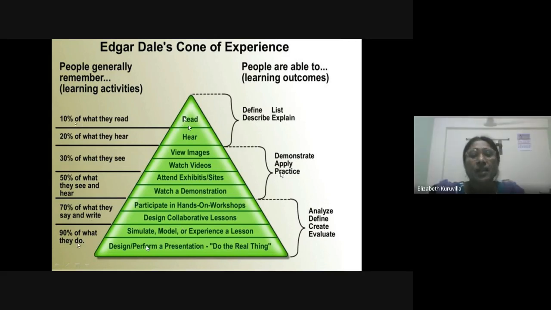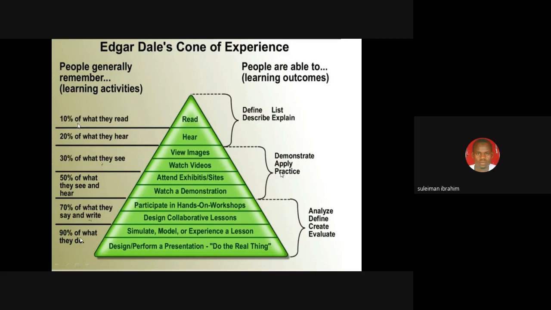Then here, read. 10% of what they read is read. 20% of what they hear is hear. 30% of what they see is view images and watch videos. 50% of what they see and hear is attend an exhibit and site, and watch a demonstration. 70% of what they say and write is participate in hands-on workshops and design collaborative lessons. 90% of what they do is simulate, model, or experience a lesson, design or perform a presentation, do the real thing.